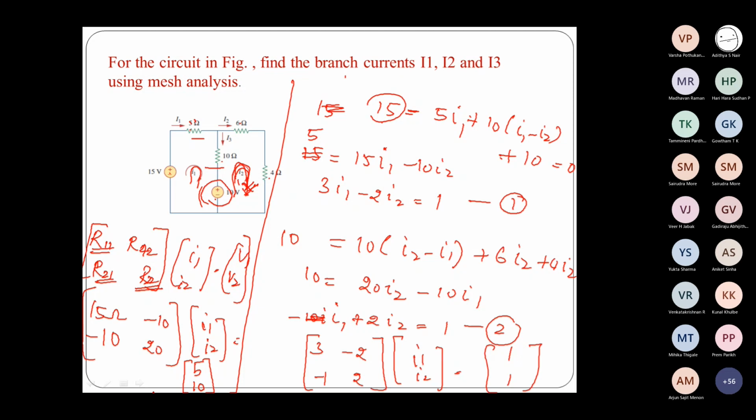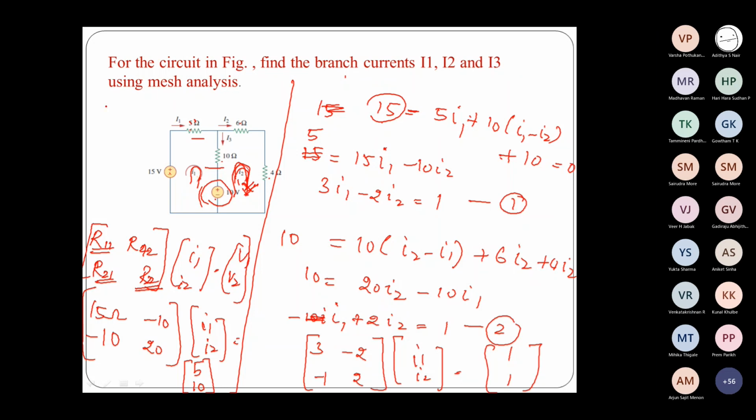We got this equation. Maybe if you take out the common element, you may get something similar to this: 3, minus 2, minus 1, 2 and 1. When you take 5 as a common factor, you may get something like this. So this way I can write the matrix directly.